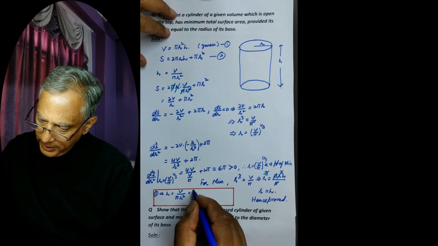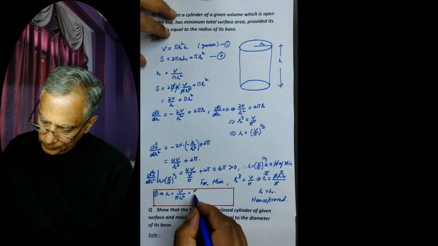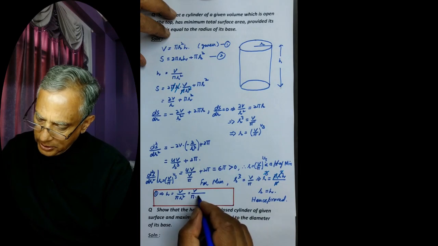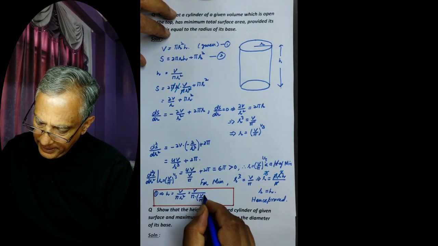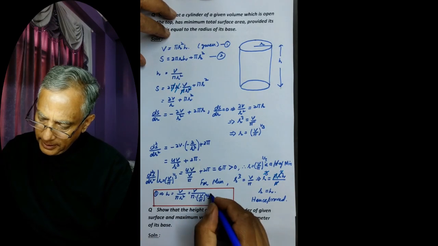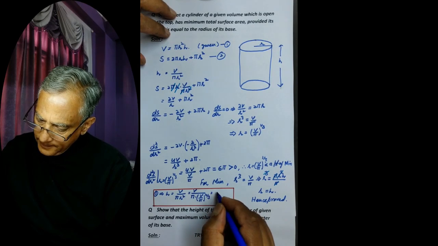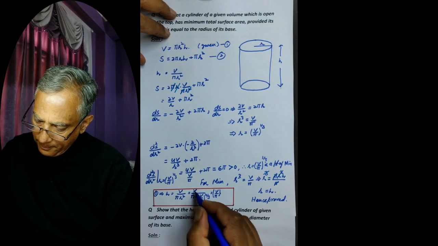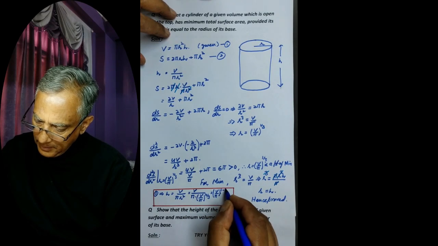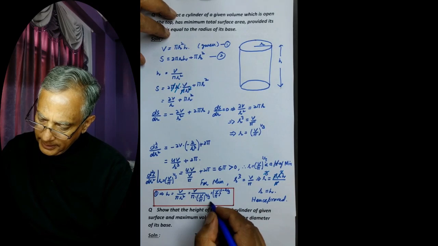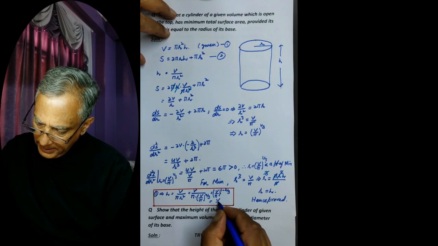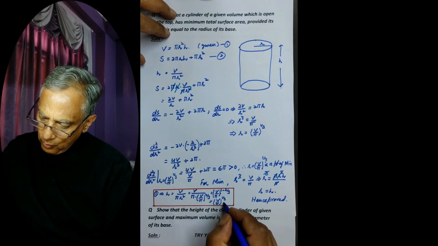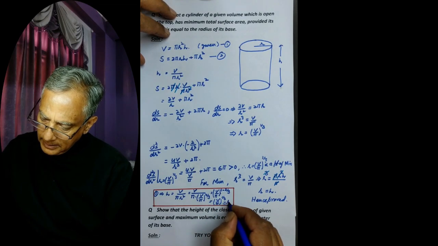This is equal to v over pi into r square. R square will be v by pi to the power of 2 by 3. And this is equal to v by pi, to the power of 1 minus 2 by 3. That is v by pi to the power of 1 by 3, which is equal to r.